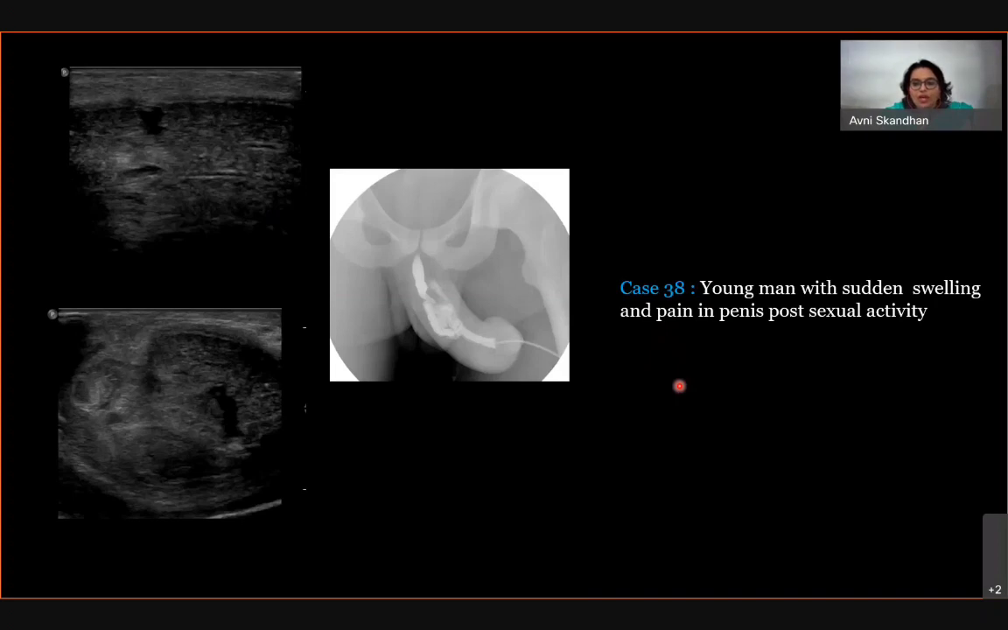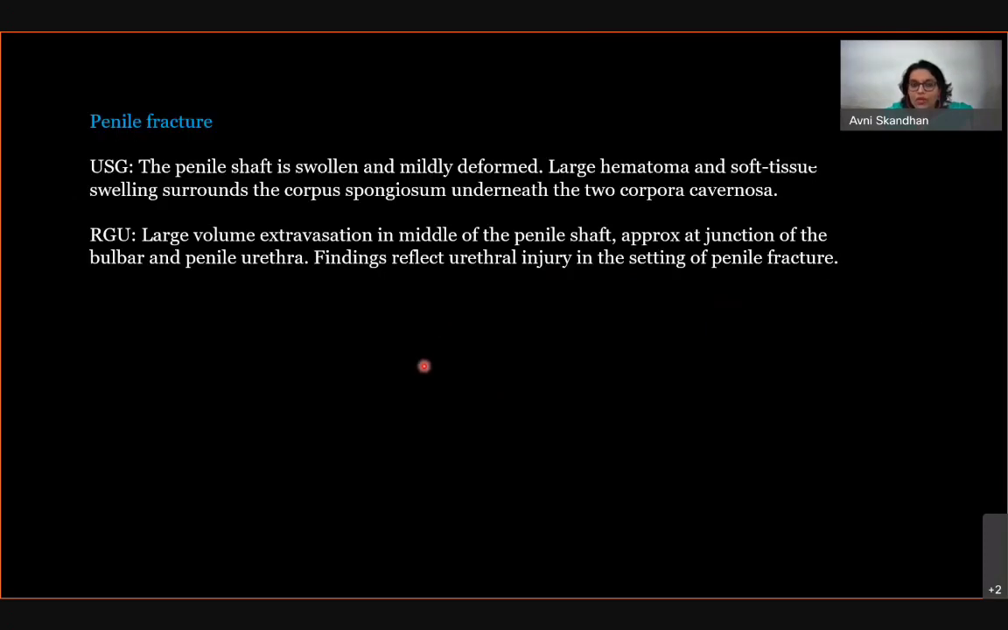So this young patient had a sudden swelling and pain in the penis post sexual activity. This is ultrasound images. Yes, but something more than that. Yes, penile fracture, but there is also urethral injury. You have to make a mention of that. We are done an RGU because of that. So you are able to see this breach here. That is very well seen. You're seeing the hematoma around it. But when you do give a contrast, you see that it is leaking out. So it's a penile fracture, but you have to mention that a urethral injury is there. That is when your answer gets complete.